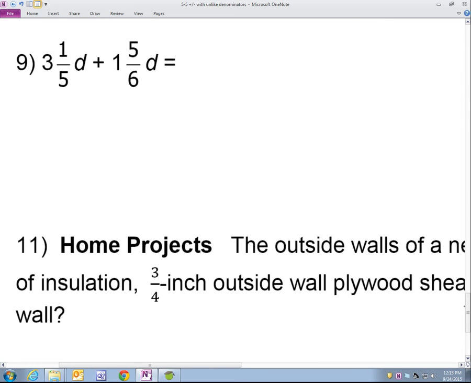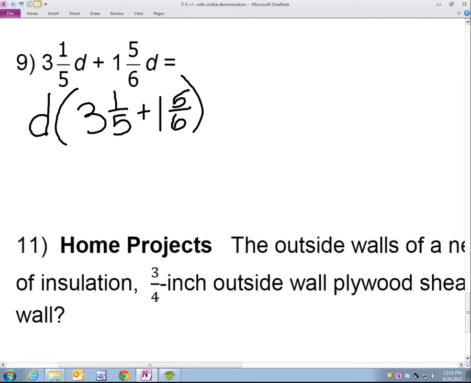Since they share a common multiple here that we don't know what it is, it's called a variable, I'm going to pull that out, and I know I can because of the distributive property. And that D is going to be on the outside of those parentheses until we're done with the inside of the parentheses.